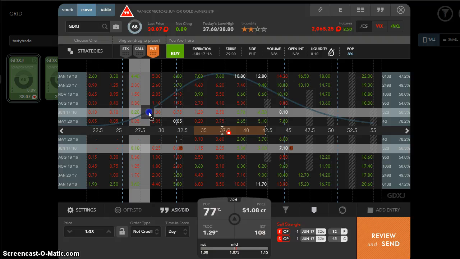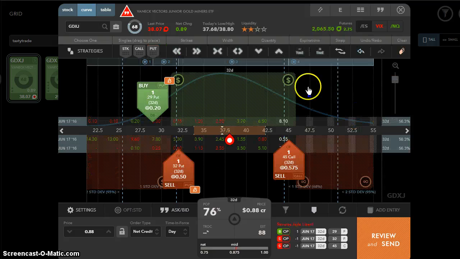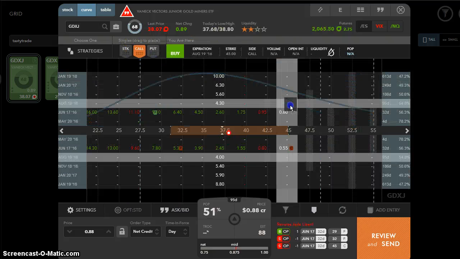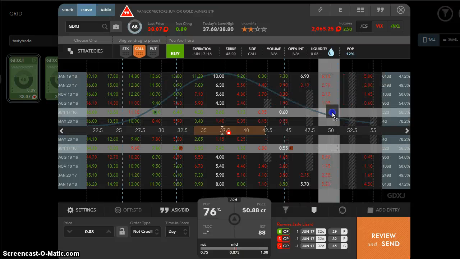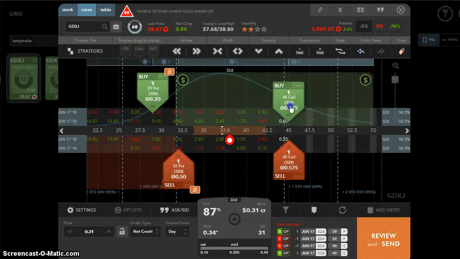Yeah, we're at 32 days. This one right here, I'm looking at that 32 days. I'll do it again on the call side. See, so I'm dragging it down to 32 days. See right there, it says 32 days. So I'm just dragging it down there, and then it'll go to the furthest out.